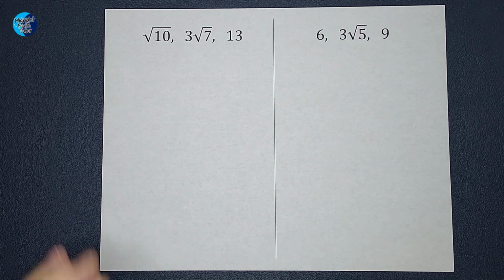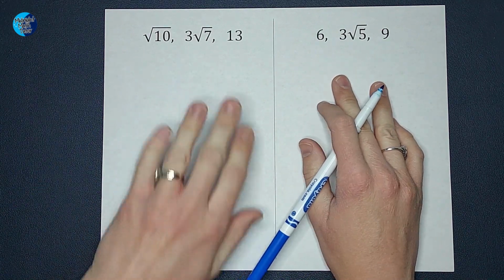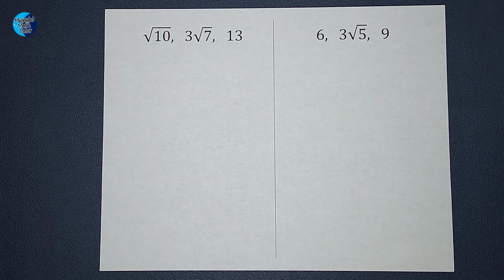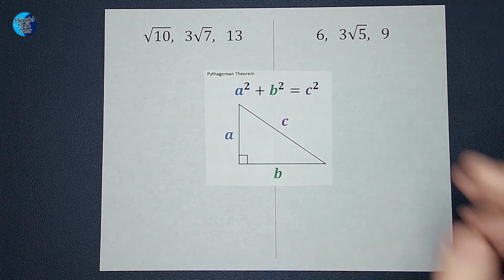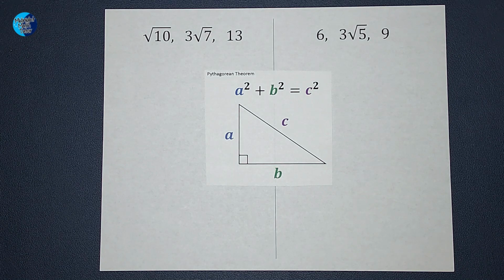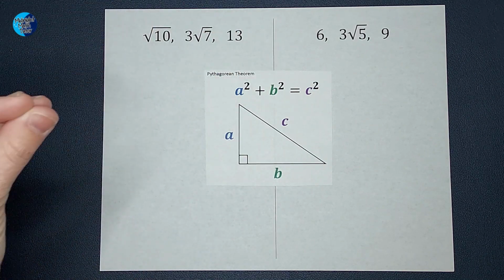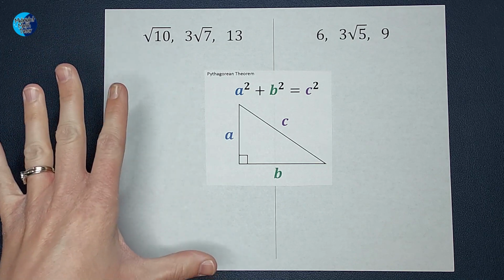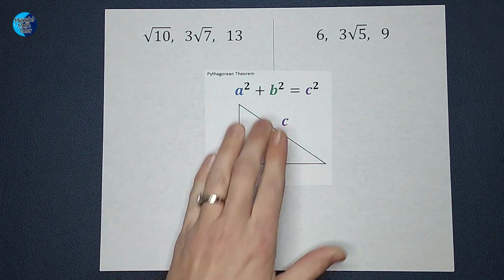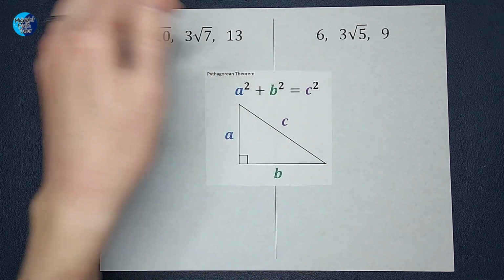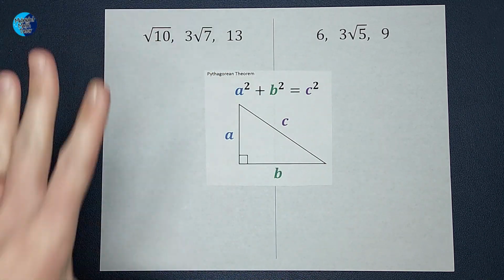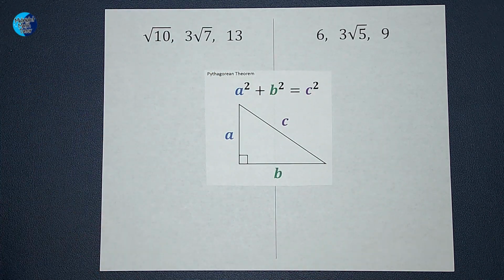Hey guys, we are looking at two sets of numbers and we want to know if they are Pythagorean triples. When we're talking Pythagorean theorem, we probably think right triangles. So basically what they're asking is, could these three lengths be the sides of a right triangle? To figure this out, I just need to use the Pythagorean theorem. I'm going to plug in these numbers and see if it comes out equal.